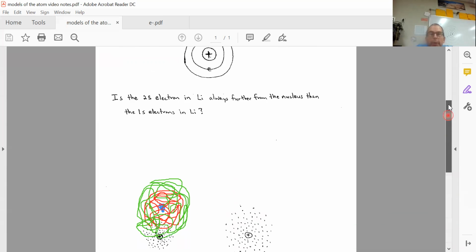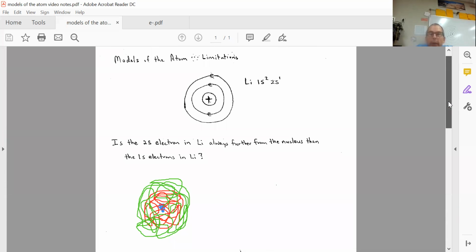So going back to what we started with, is the 2s electron in the lithium atom always further from the nucleus than the 1s electron? No. The shells do not mean actual location. It does not mean the 1s electron is going around here in a fixed orbit and the 2s electron going around here in a fixed orbit. But the shells or rings do mean energy. So the 2s electron always has more energy than the 1s electron. And it does work if you want to think about that in average location. The 2s electron on average will be further from the nucleus than the 1s electron.